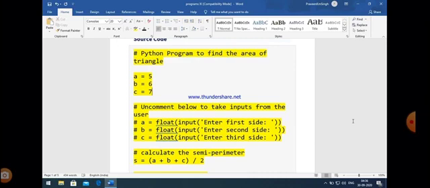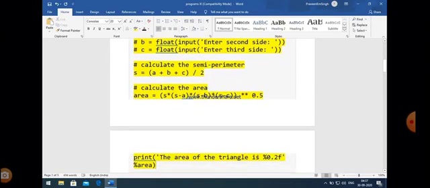When we apply a formula, use the proper operators of the Python programming language, because most of the operators used in mathematics are used as they are in Python, but a few of them are not. For example, to divide a number by another number, slash is used. Generally slash is not used in mathematics. Plus, brackets and minus are used as they are in mathematics. So now you can see that semi-perimeter is s equal to a plus b plus c divided by 2.